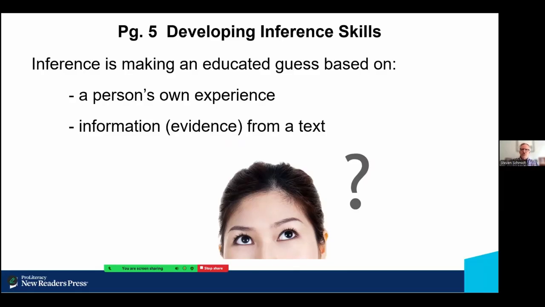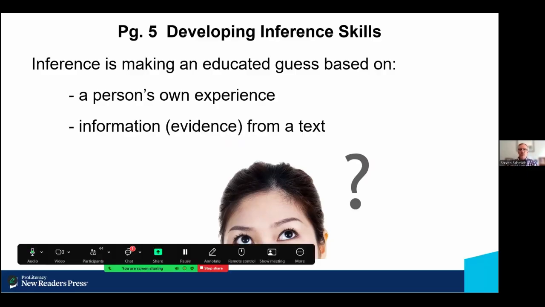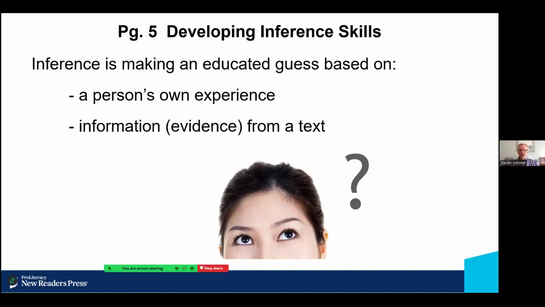All right, let's switch gears. We talked about close reading. Let's talk about inference skills. And if you'll join me in the handout on page 5, I'd like to think about inference as really an educated guess. And as we're talking about inference skills, I really think that we do inference all the time. We just don't necessarily call it inference.